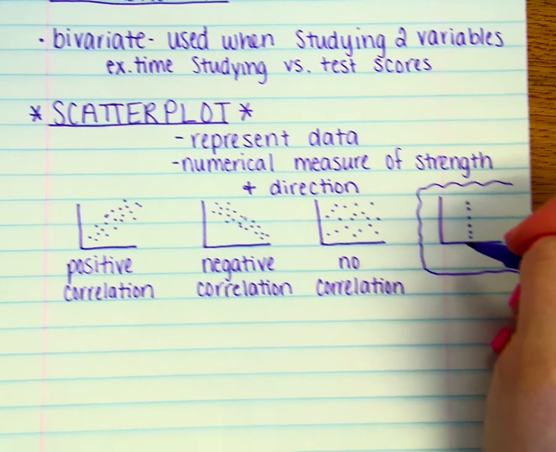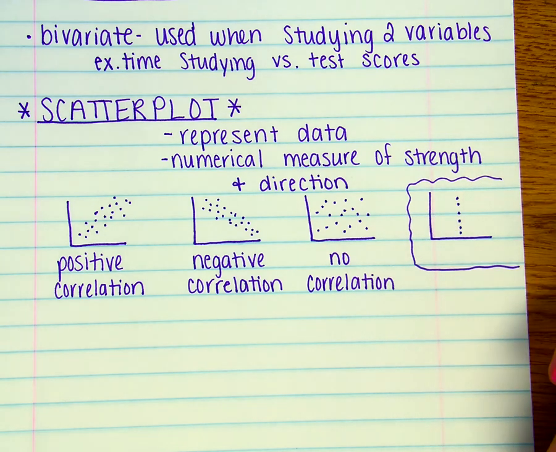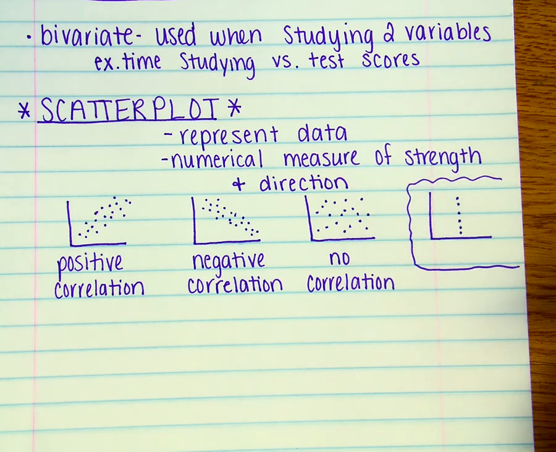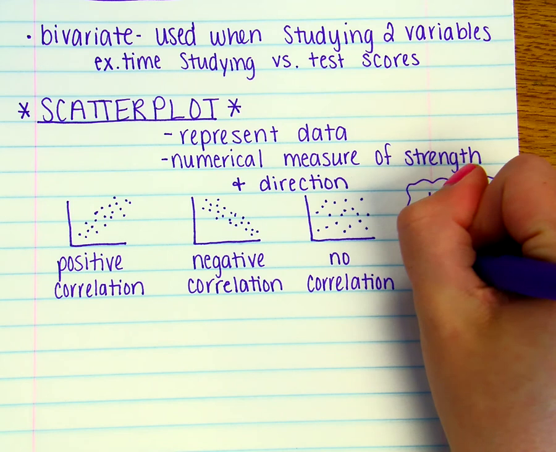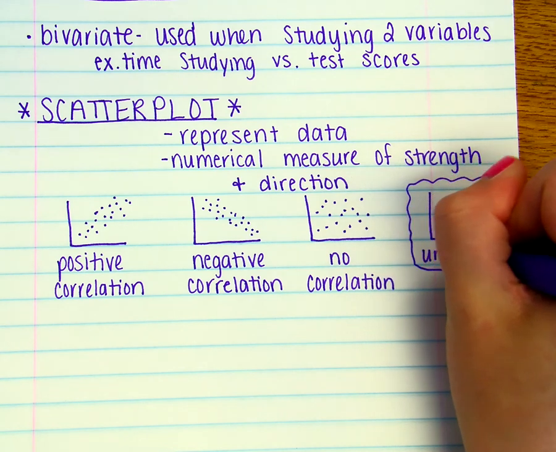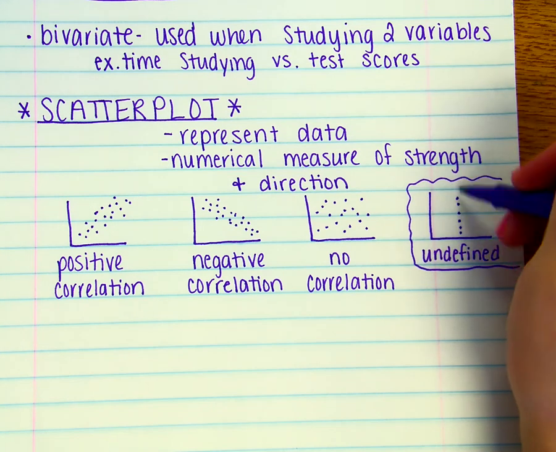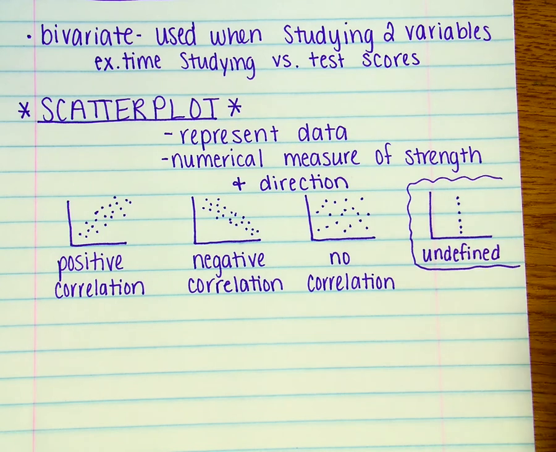Now this last one here I put off to the side. You may see this as an answer choice. It is never, ever going to be the correct answer. I wanted to show you what it looks like and what the answer would be, but remember, it's never going to be an answer. And that is undefined. Remember, a straight line up and down is a vertical slope, an undefined slope. So here it would be an undefined correlation.